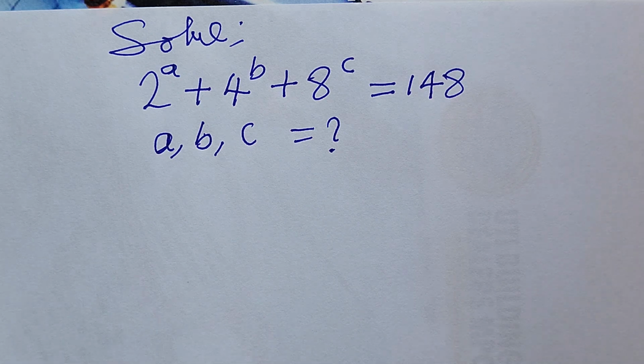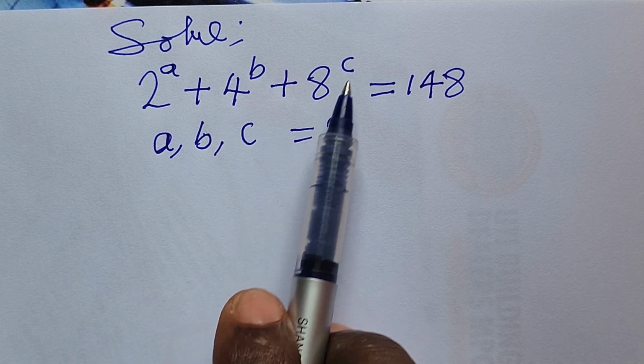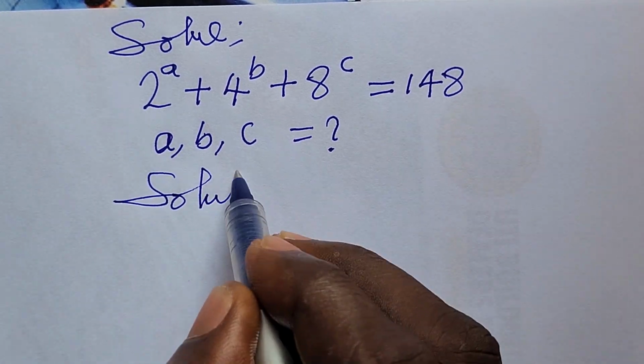Today we have this Olympiad challenge before us here. We have been asked to solve 2 to the power of a plus 4 to the power of b plus 8 to the power of c equal to 148. What are the values of a, b, and c that will satisfy this equation? Very easy. So let's take our solution first.